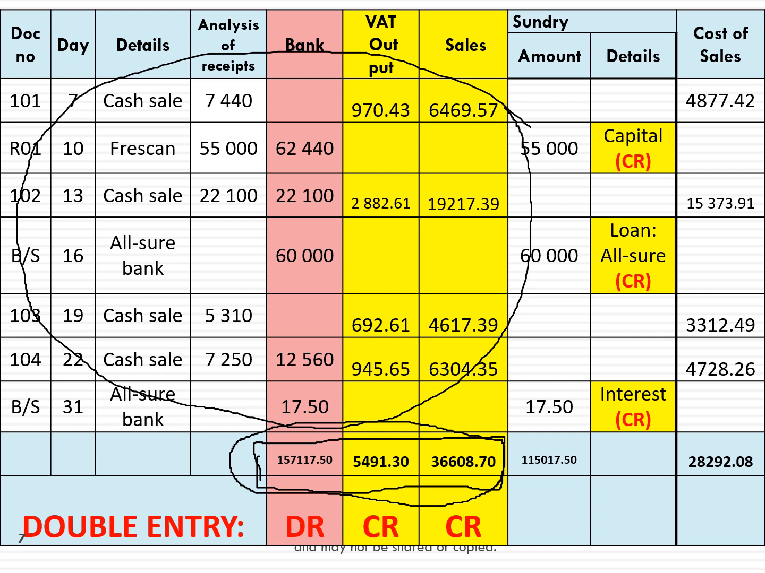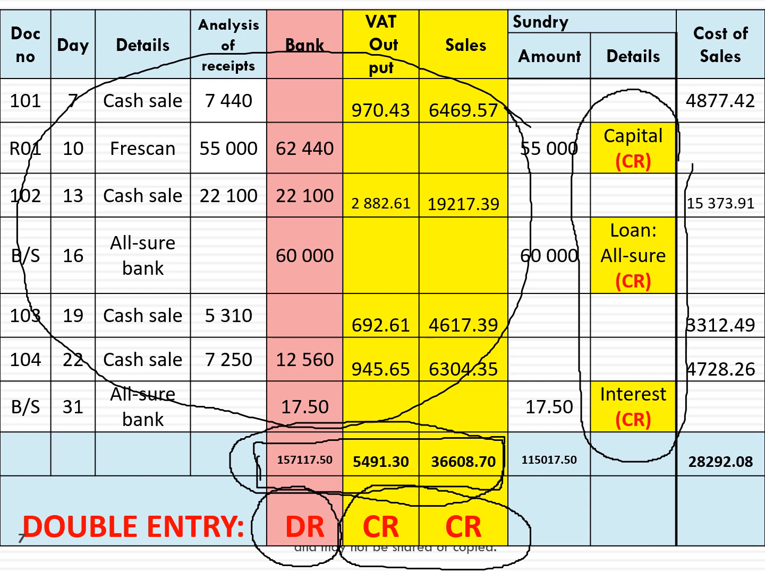Okay, so our double entry then, let's have a look at that. So how the double entry is going to work is we will debit our bank account, and then we are going to credit VAT output. We're going to credit sales, and we're also going to credit capital, the loan that was there, and the interest. So this double entry has got a debit and it does have a credit, but it actually has 5 credits. So it has 1 debit entry, but 5 credit entries.